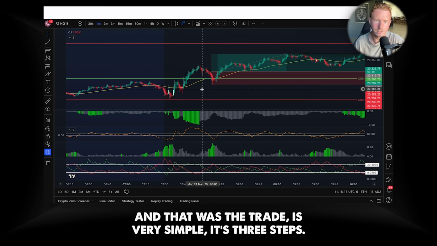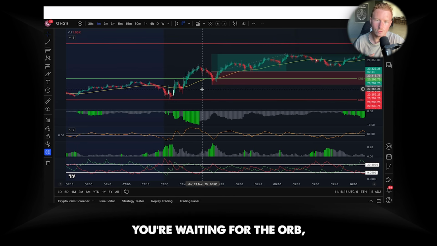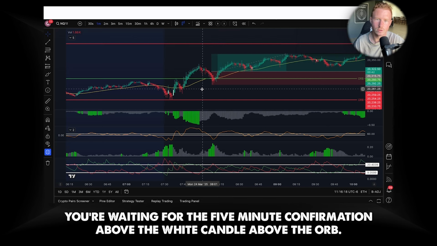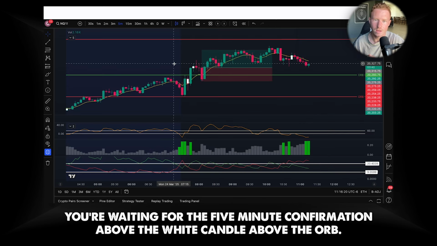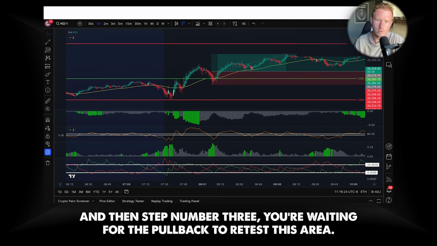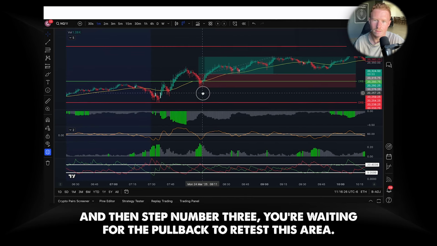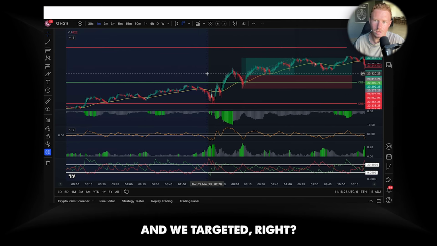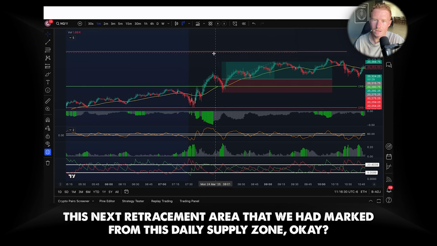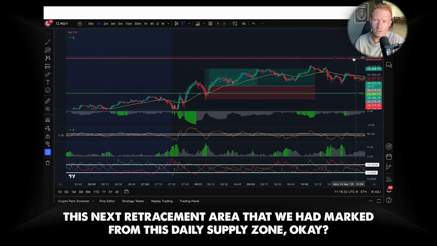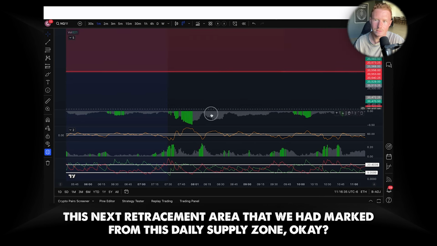It's very simple. It's 3 steps. You're waiting for the ORB. You're marking the levels. You're waiting for the 5-minute confirmation above the white candle, above the ORB. And then step number 3, you're waiting for the pullback to retest this area. And we targeted this next retracement area that we had marked from this daily supply zone.